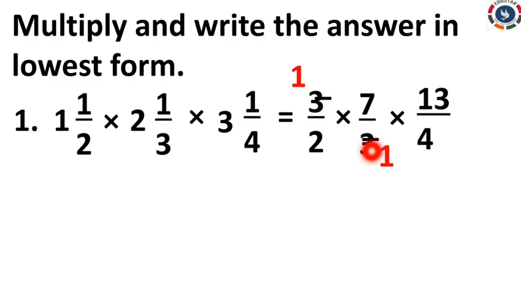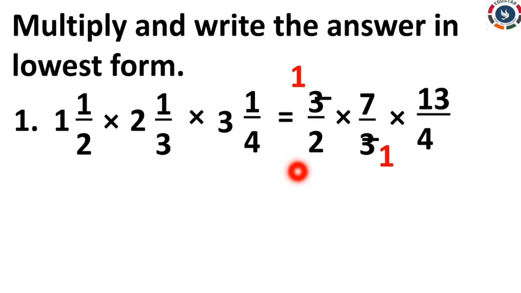Then 7 and 2 we can't cancel. 2 is one prime number, 7 is another prime number. And 7 and 4, we can't divide the two values because both are co-prime numbers. 2 and 7 are co-prime numbers, and 7 and 4 are also co-prime numbers, so we can't divide the values. And 13 is also a prime number. 13 and 4, we can't divide these two values because they are also co-prime numbers. So when you have co-prime numbers, we can't divide any other values.